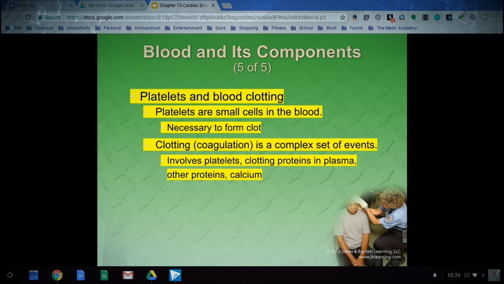Platelets are the last thing we're going to talk about with blood components. Now, platelets are necessary to form clots. And clotting, or coagulation, is very complex, and it involves platelets, clotting proteins and plasma, other proteins, as well as calcium. Without these platelets, we could not form a clot, and we could simply bleed out.